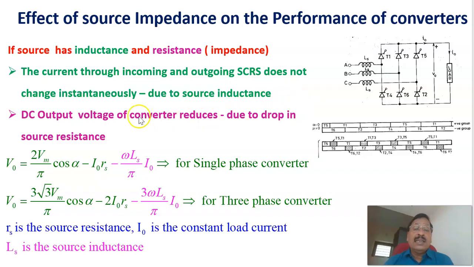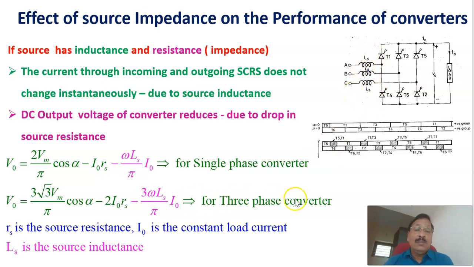Another thing is that because of the resistance, there will be a voltage drop at the source. With a resistance Rs, because of the load current I0, I0 times Rs is dropped in each phase. The total drop in a three-phase converter will be 2 times I0 Rs, so the voltage at the input of the converter reduces, and again the output voltage reduces. Therefore there is a reduction in the voltage at the input of the converter because of the source resistance, and similarly the source inductance.